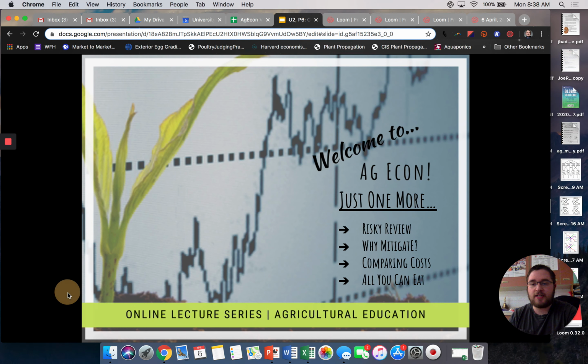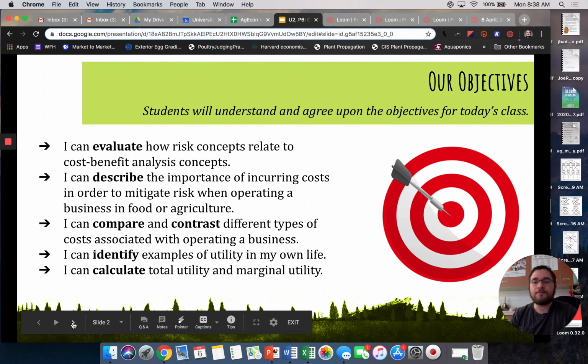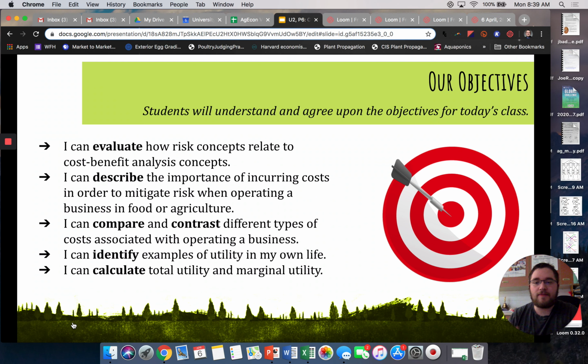We're going to get started as usual with our learning targets. So there's several of them today. I believe there's 2 slides worth. So we'll be able to evaluate how risk concepts relate to cost benefit analysis concepts. We'll be able to describe the importance of incurring costs in order to mitigate risk when operating a business in food or ag. We'll be able to compare and contrast different types of costs associated with operating a business. We'll be able to identify examples of utility in our own lives.